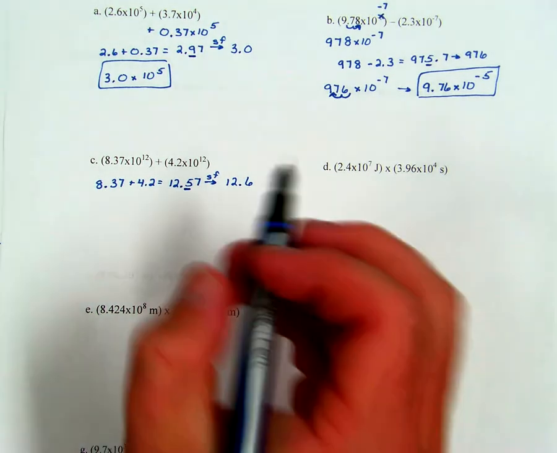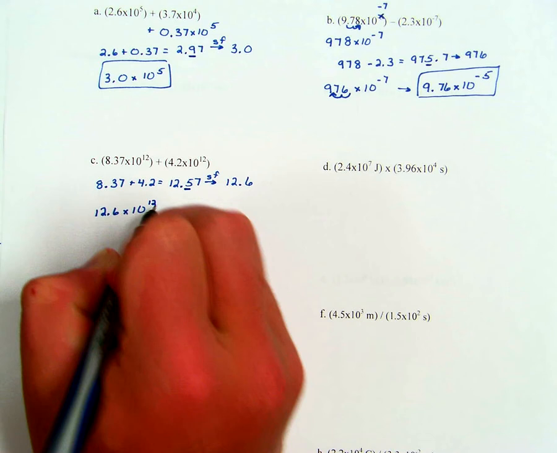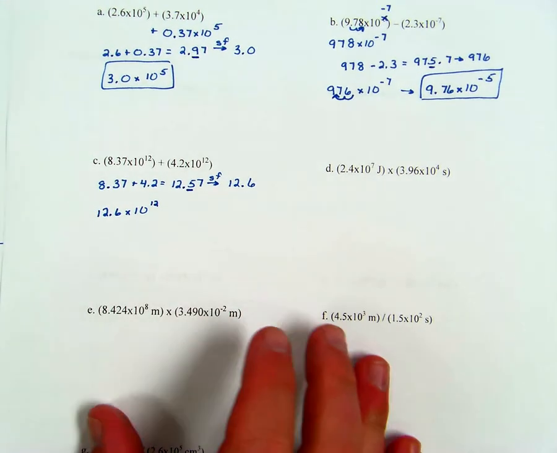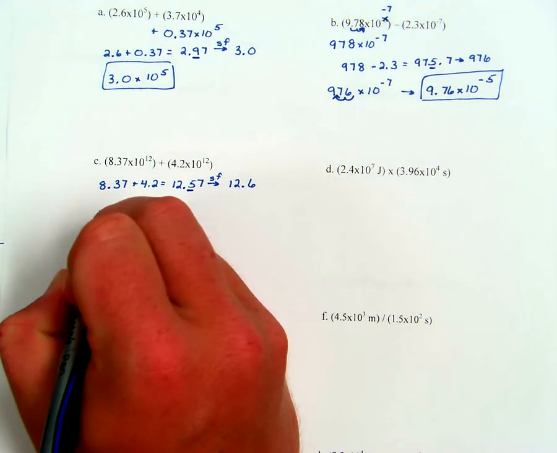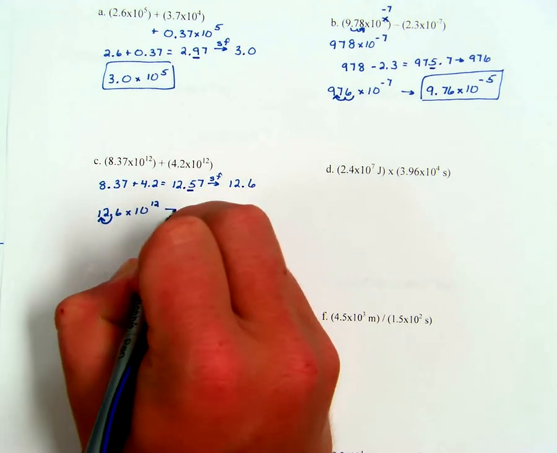Same example as we just had. This is not in proper scientific notation. I'm going to move my decimal to the left 1 place. That's going to make my exponent 1 bigger. So that's going to be 1.26 times 10 to the 13th.